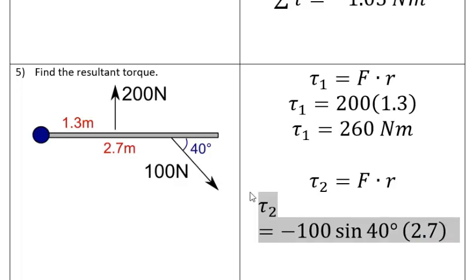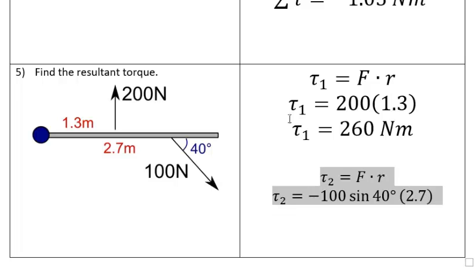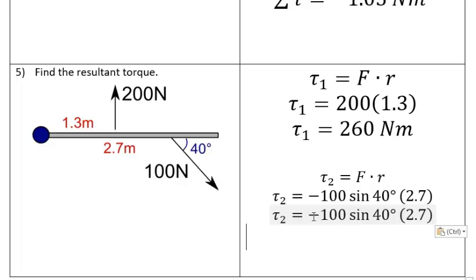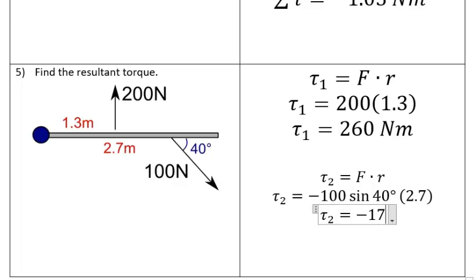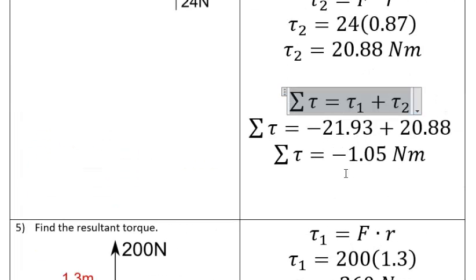So I multiply those numbers. Okay, so I'm going to multiply negative 100 sine of 40 times 2.7. The answer will be negative 173.5527 newtons times meter. Then I need to find the sum of both torques.